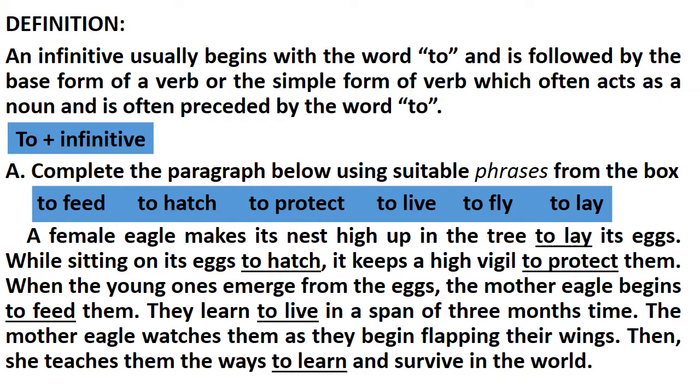A female eagle makes its nest high up in the tree to lay its eggs. While sitting on its eggs to hatch, it keeps a high vigil to protect them. When the young ones emerge from the eggs, the mother eagle begins to feed them. They learn to live in a span of 3 months' time. The mother eagle watches them as they begin flapping their wings. Then she teaches them the ways to learn and survive in the world.